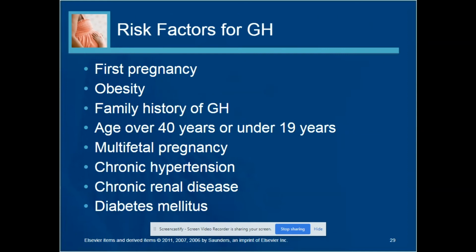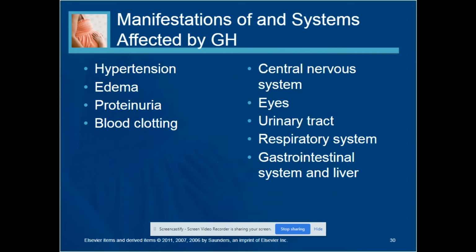Risk factors for gestational hypertension include: it's their first pregnancy. They are obese. They have a family history of gestational hypertension. The patient's age is over 40 or under 19. They have a multi-fetal pregnancy. There's more than one fetus. They have chronic hypertension, chronic renal disease, or diabetes mellitus.